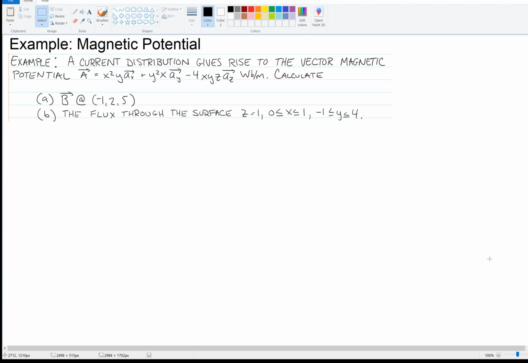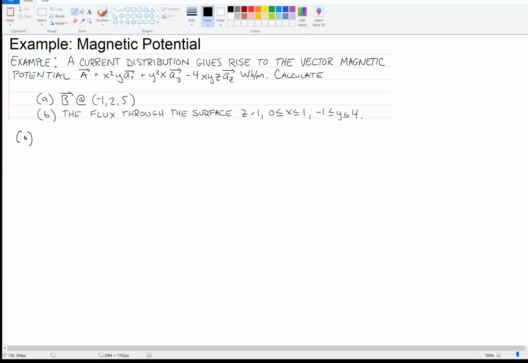So we've been talking about magnetic vector potential. I've got an example here. A current distribution gives rise to the vector magnetic potential A, given by that expression, in Webers per meter. Calculate, okay, the flux density at a certain point, and part B, the flux through the surface given by that expression. All right, so let's get started, and we'll of course start with part A.